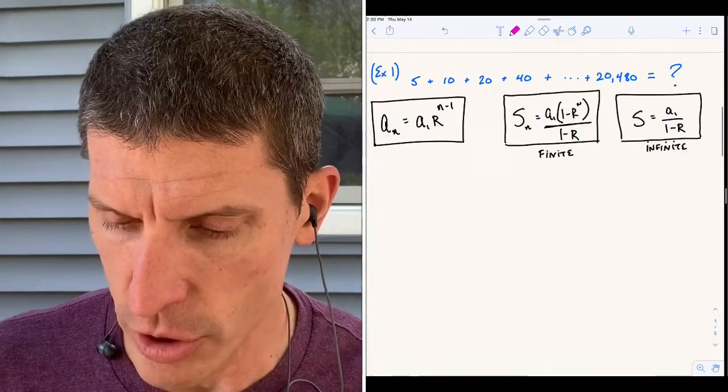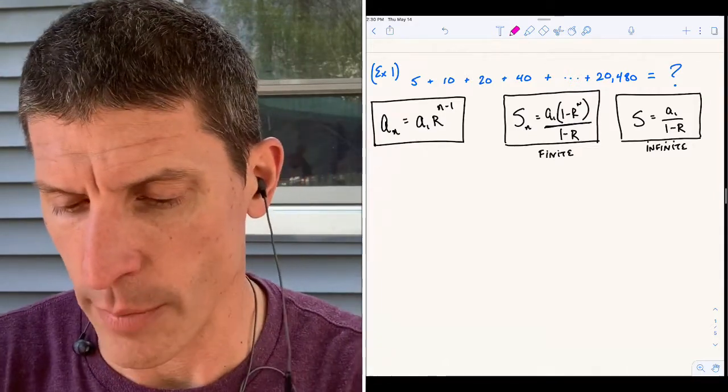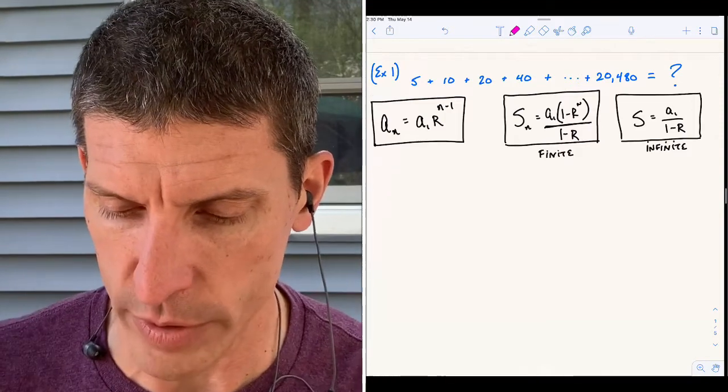And now let's get into what are only 3 examples. So example number 1, I've already copy and pasted the formulas from up top down below so that we can work with these things.